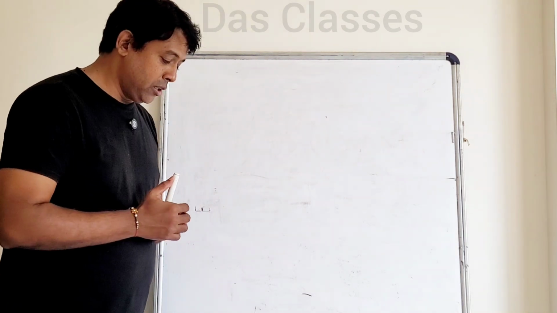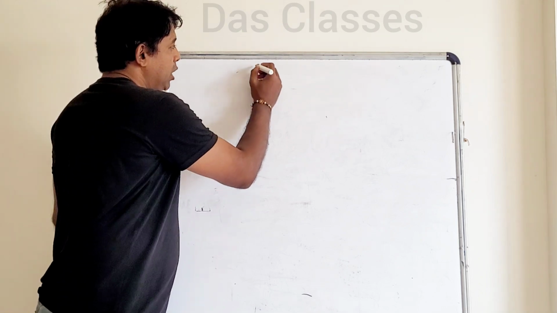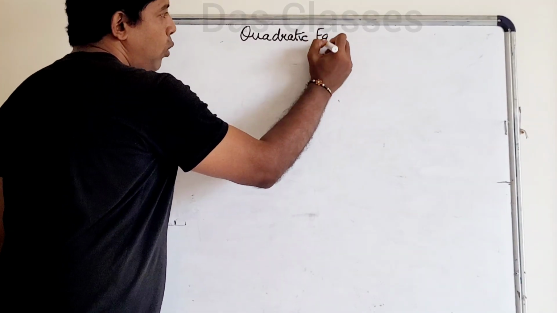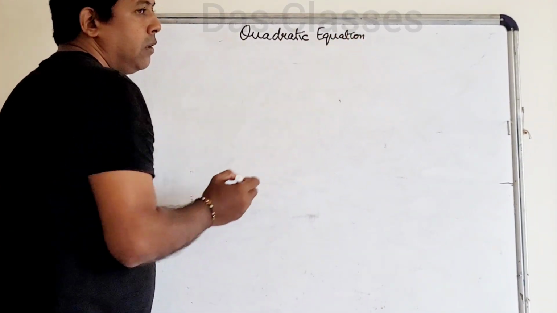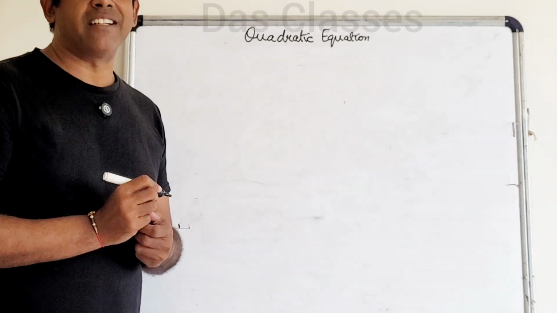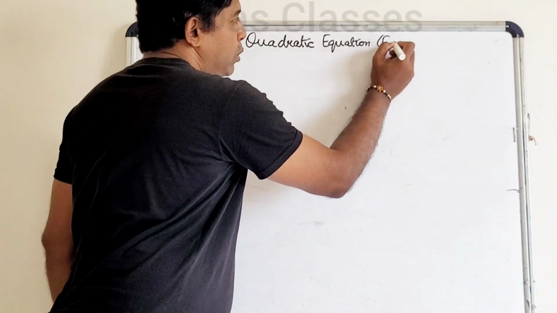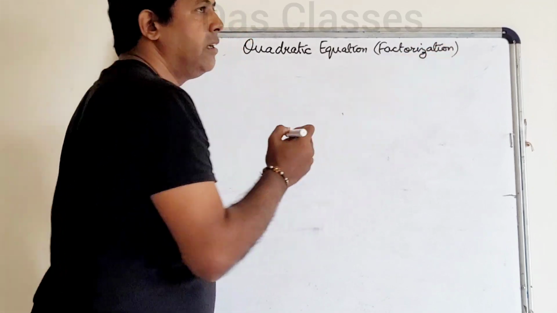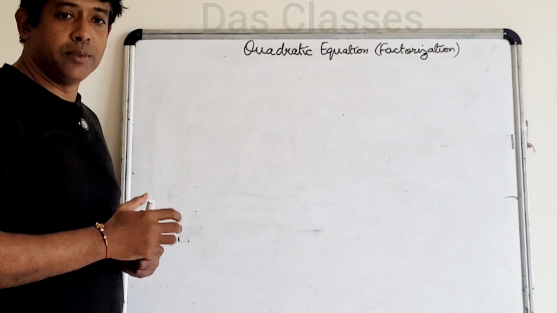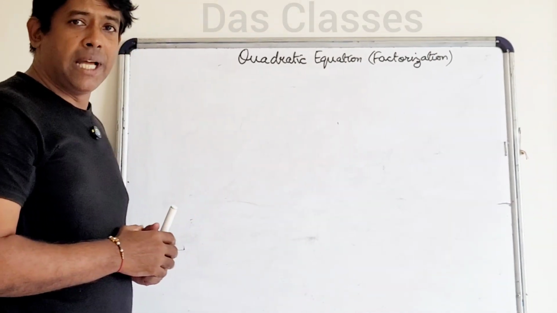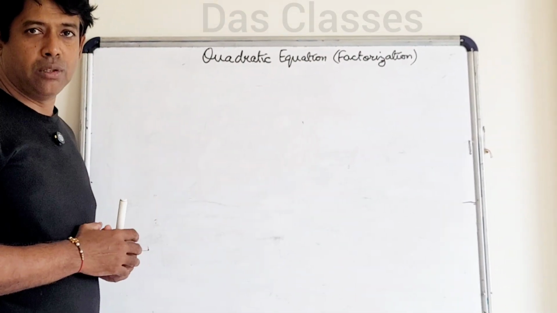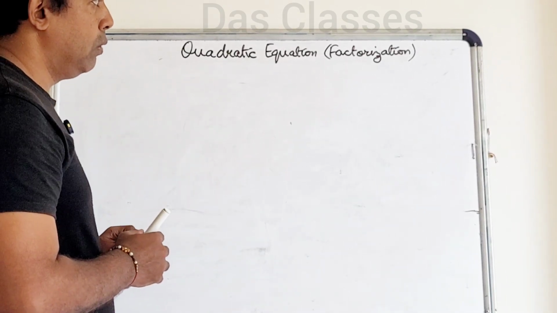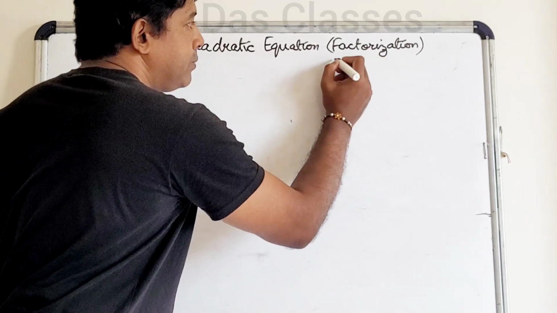Let's start with the topic, that is quadratic equation. Now in quadratic equation, one of the methods is factorization method. So we are going to study the factorization method today because many students find it difficult to find out the factors. So let's see how we do that. Before we do that, if we remember a few steps of solving, it becomes quite easy. So let's write down the steps first.